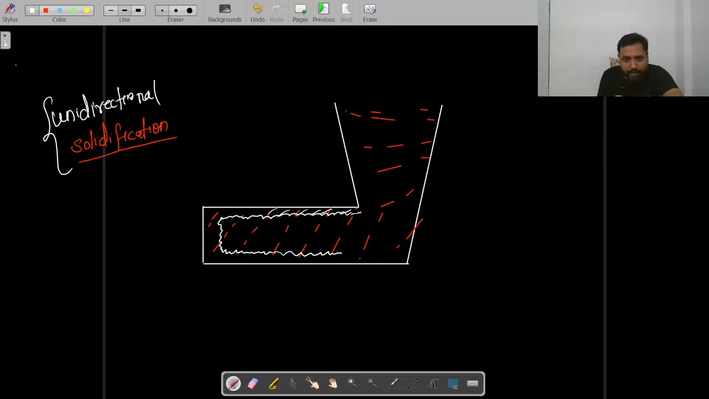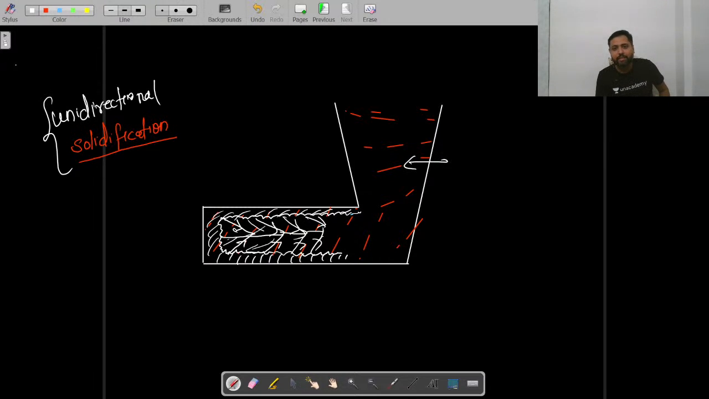Now here this layer will solidify. Just a minute. From where did this come? Yes, here this layer will solidify, and now suppose these solidification fronts are moving in this direction like this. This is how it is solidifying, moving in this direction. So as the solidification progresses, the fronts start from the boundary and move in this direction. This is either your sprue or your riser.